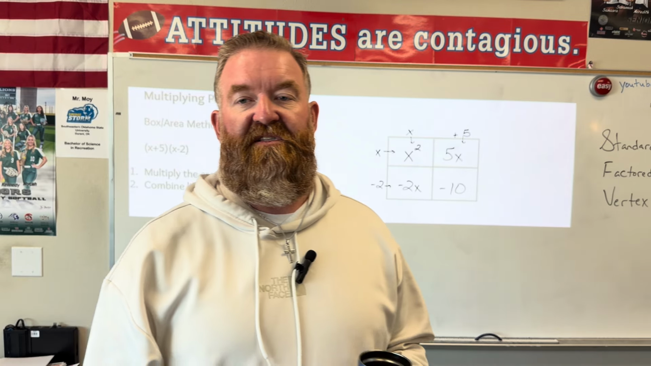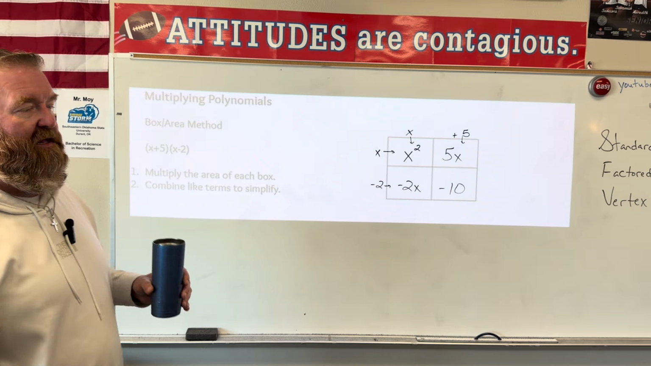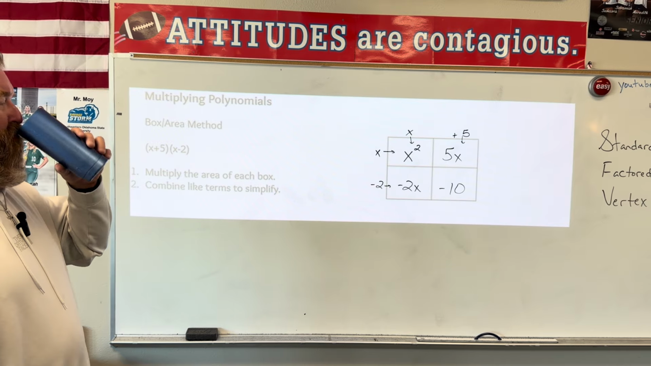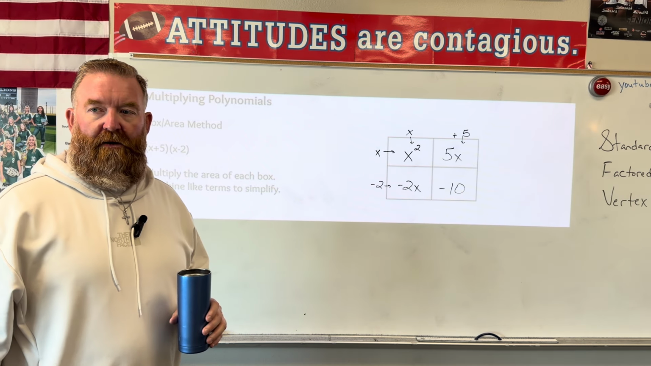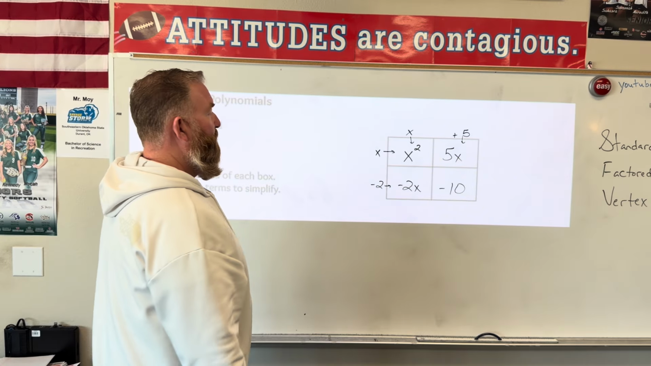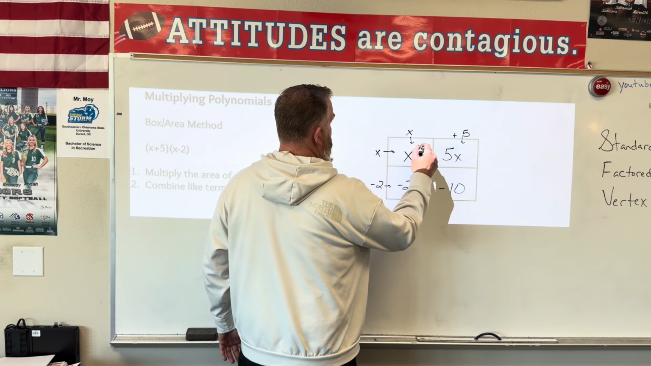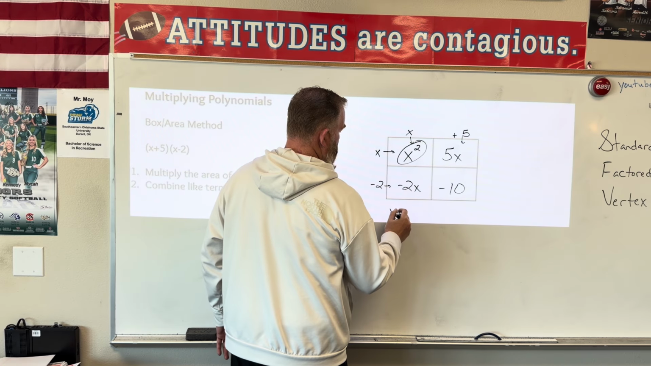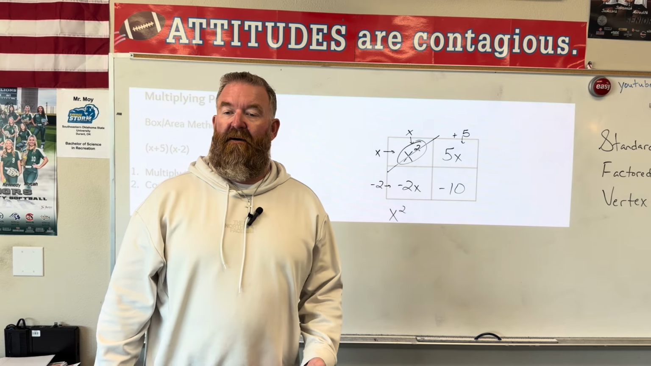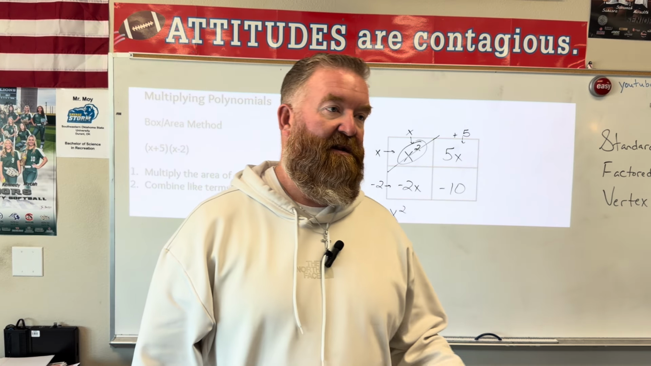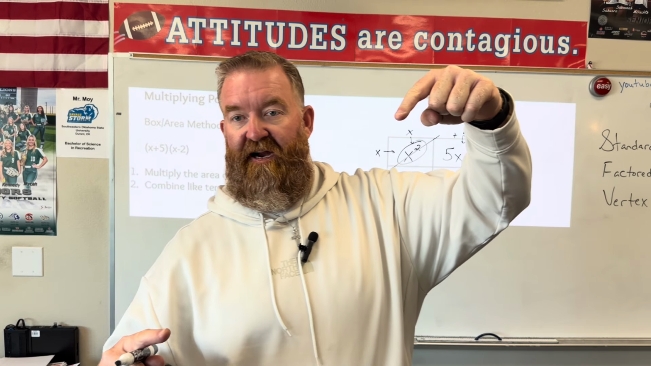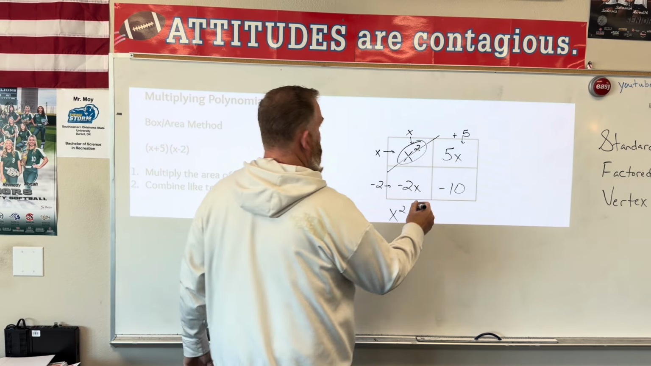Now, what do you notice inside this box? Are there any like terms? What are they? Negative 2x and 5x, okay? Now, when I'm writing down this answer, I always start in the top left-hand corner, x squared, okay? That's done. I cross it out. Here's what I love about the box method. 99.9% of the time, they're going to be like terms, diagonally. And all you got to do is add them, okay?